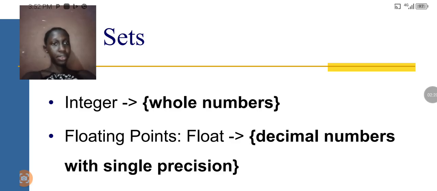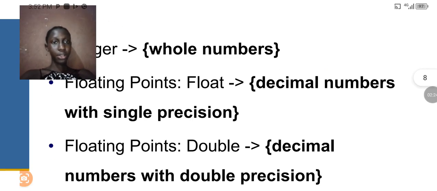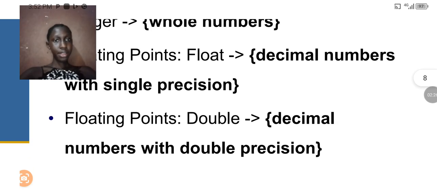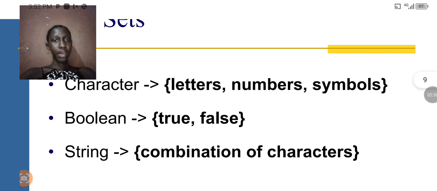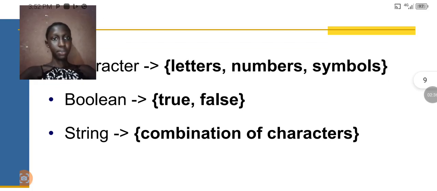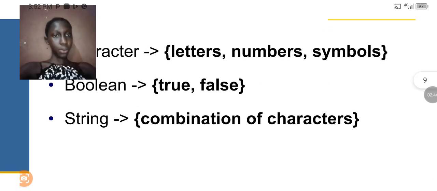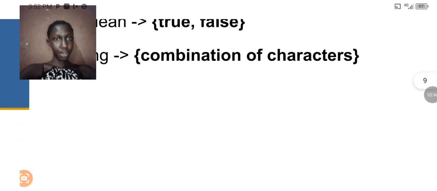So the float is a set of decimal numbers with single precision, while the double is a set of decimal numbers with double precision. Now we have the character data type, which is a set of letters, numbers, and symbols. And the Boolean data type, which is true or false. This is the logic operation. We also have the string data type, which is just a combination of characters.